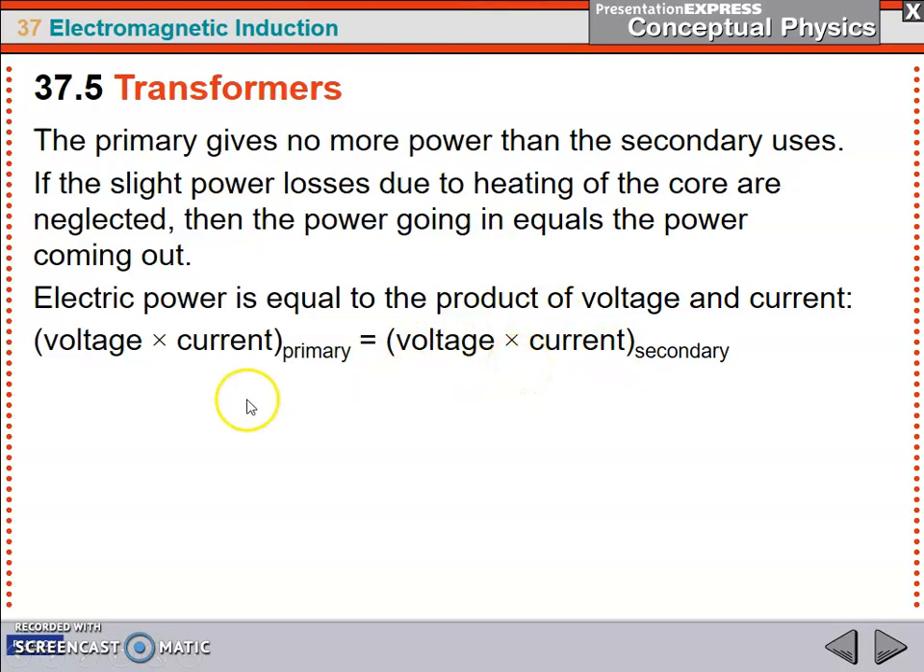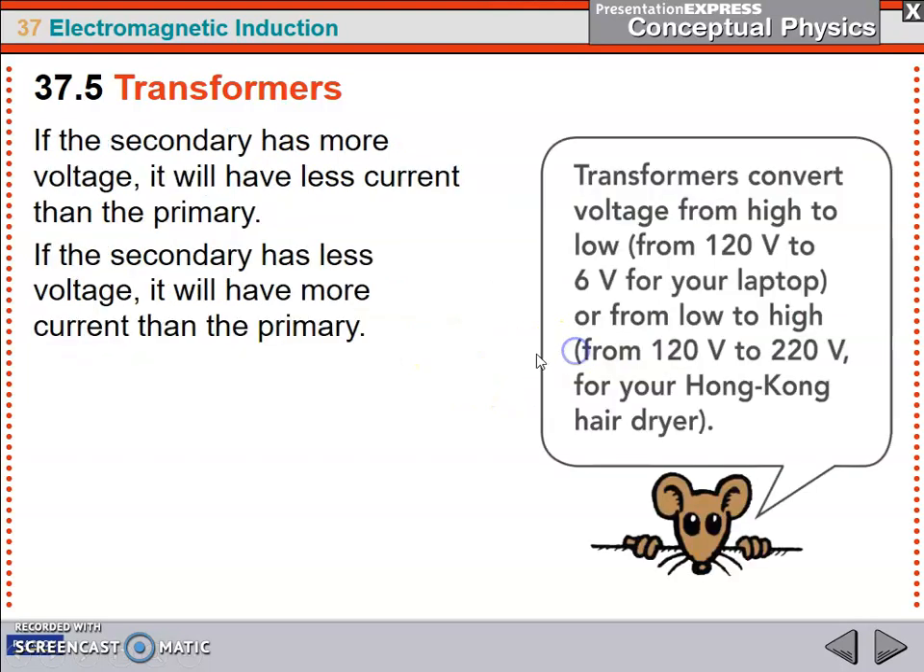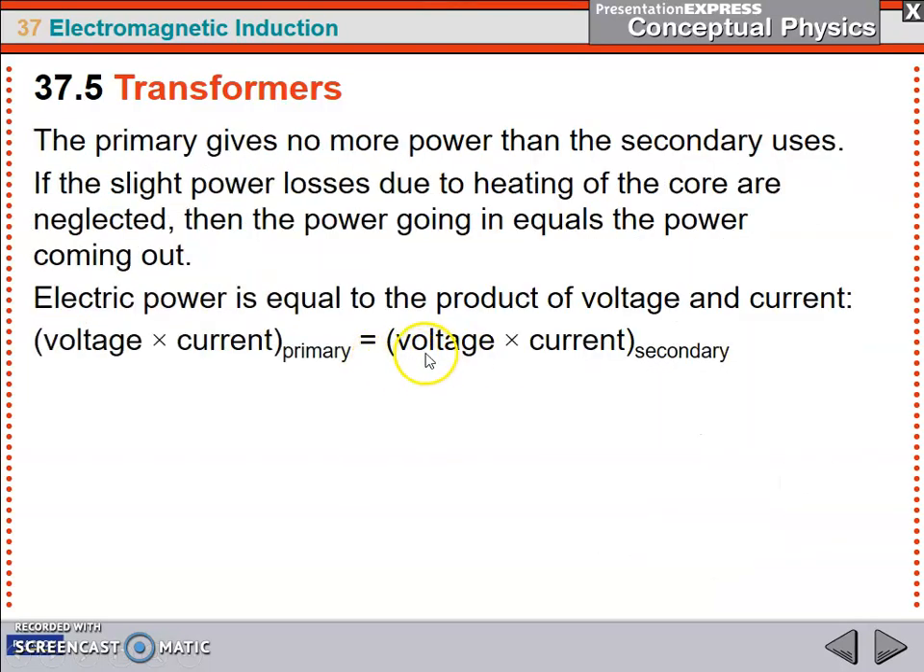No. You can make the voltage really high by having a lot of windings in the secondary. But as the voltage goes up, the current goes down. So if I have 100 watts, I could have 10 volts and 10 amps. If I had 100 volts, I would only get 1 amp. If I had 1,000 volts, I would only have 1/10 of an amp.